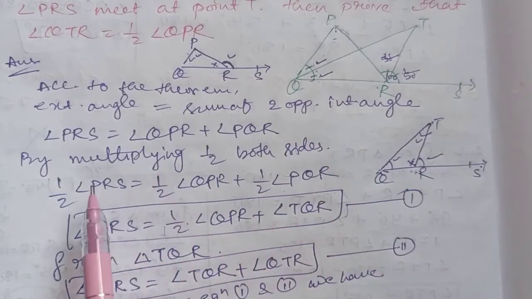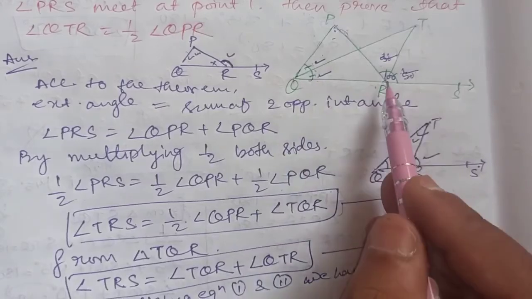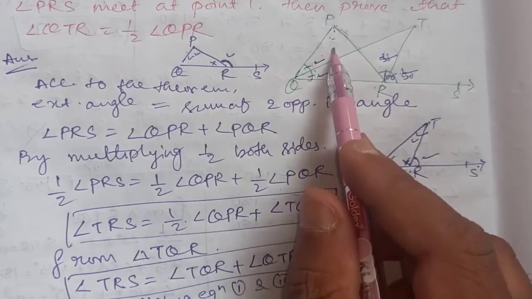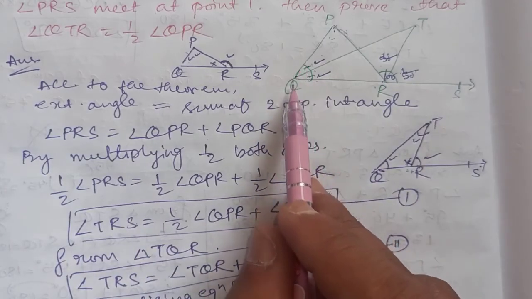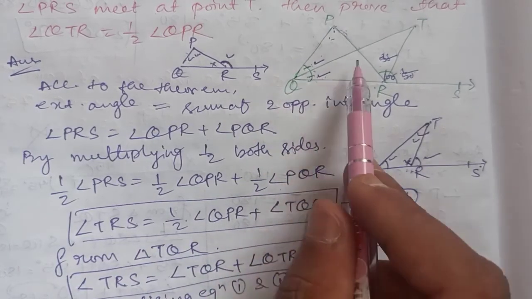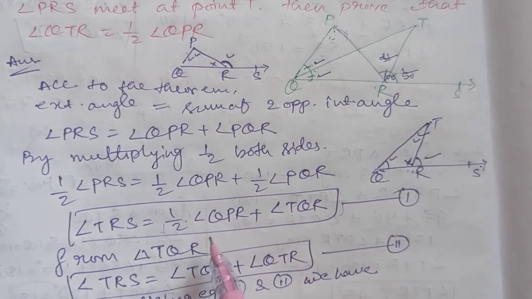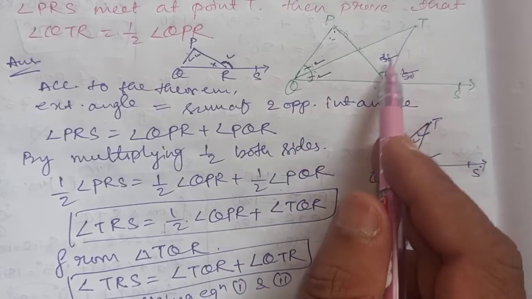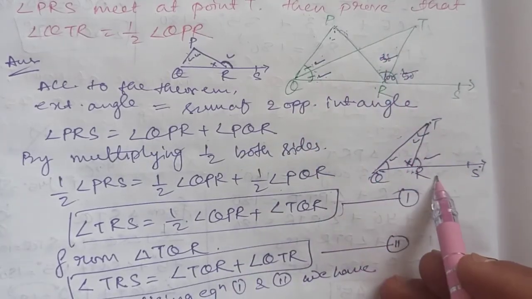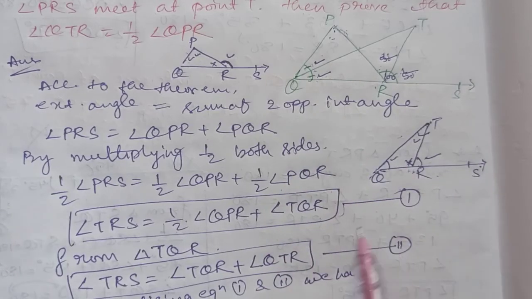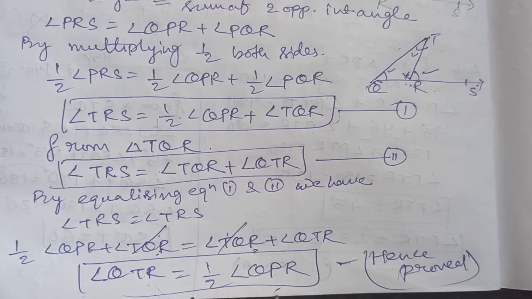But the most important line is this: by multiplying half on both sides, you take the bigger triangle, exterior angle equals the sum of two opposite interior angles. I multiplied half on all sides, then I wrote half of this angle and half of this angle. Then we took the second triangle, again exterior angle equals the sum of two opposite interior angles. Then we equated both equations and got the answer: angle QTR equals half of angle QPR.